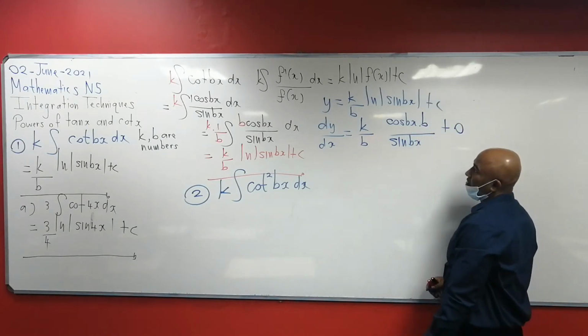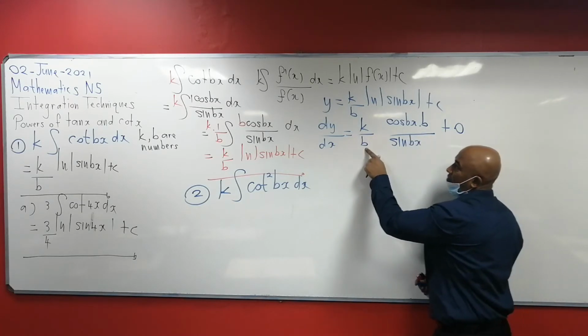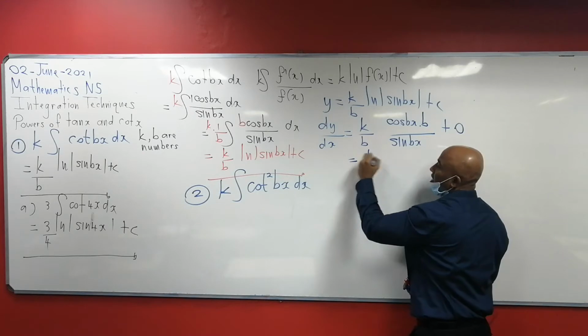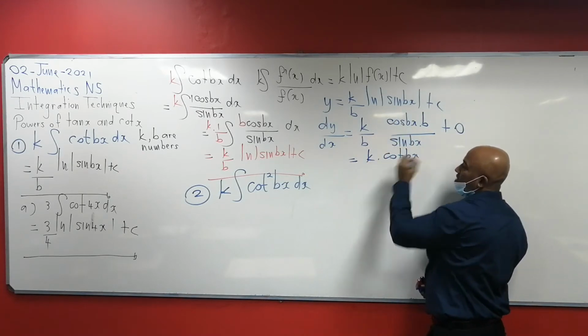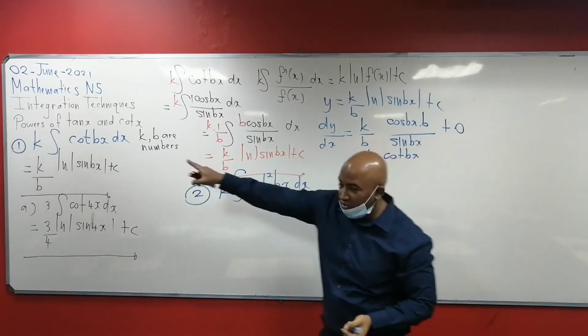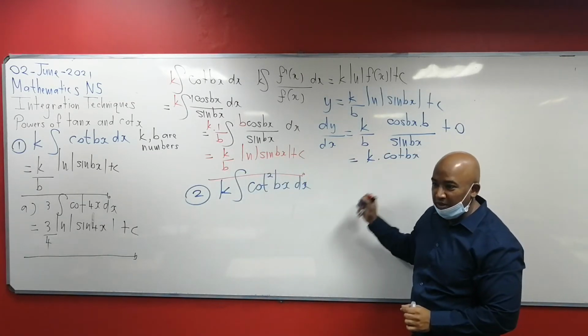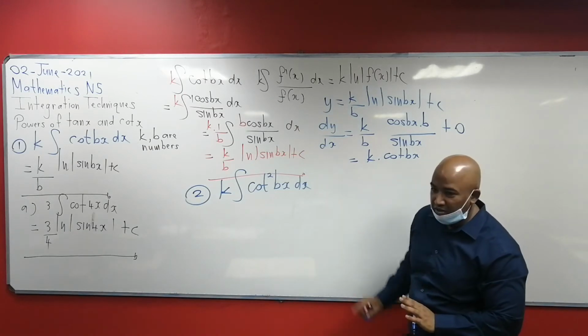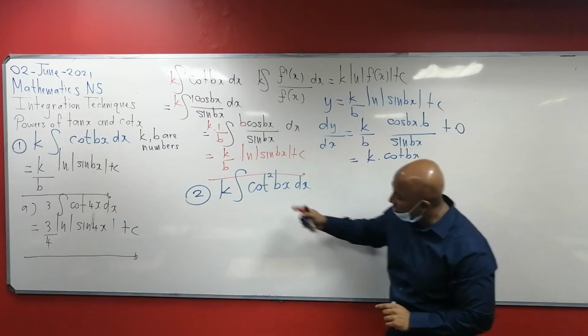So what happens here now? Your b and b cancel. Can you see that? So you just end up with k and then cos over sine, which is cot. So you get back to what it was. You cannot go wrong if you know your differentiation properly. You can always check your solution. So that's checking using differentiation.